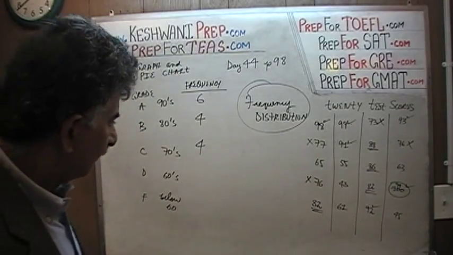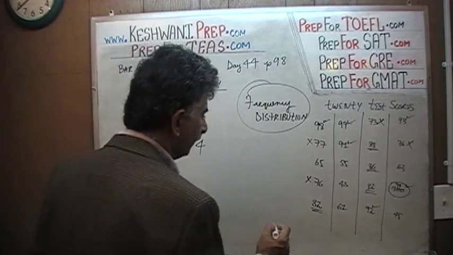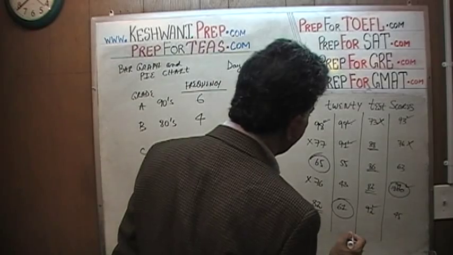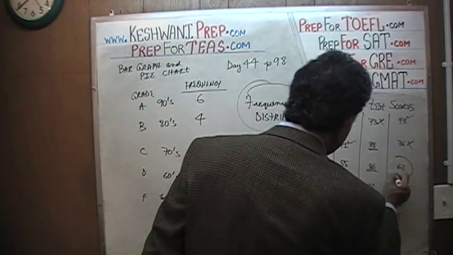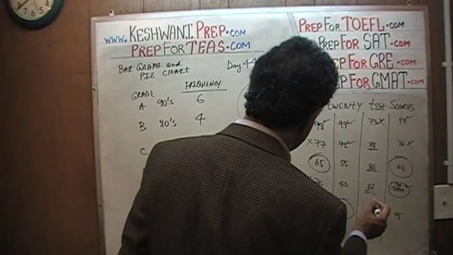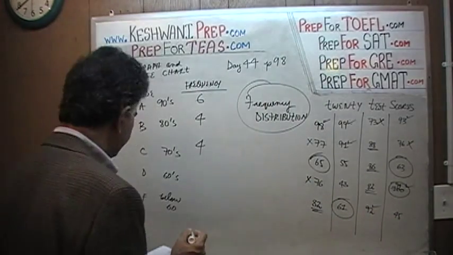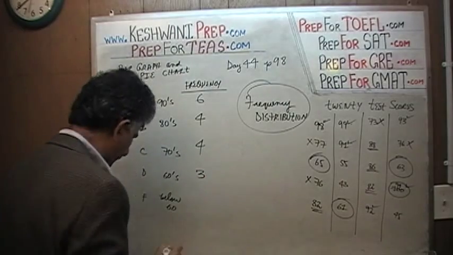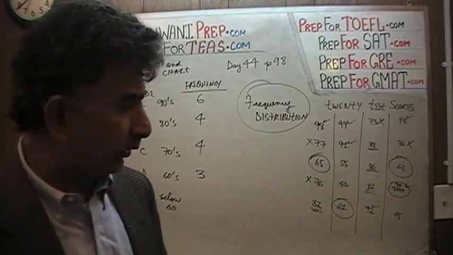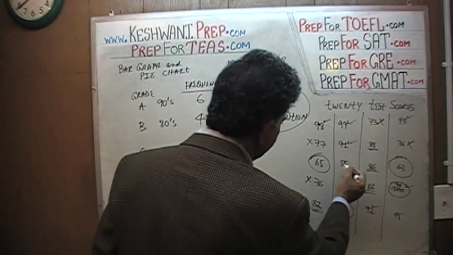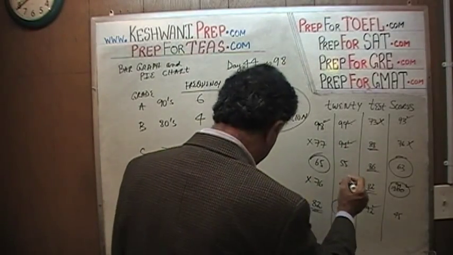Let's do the 60s now. I see a 65 here, a 61 here, a 63, and that's about it. There are 3 60s. And finally, anything that falls below 60. So we have taken care of all of these. There you go. There is one right here. How are we going to present this?